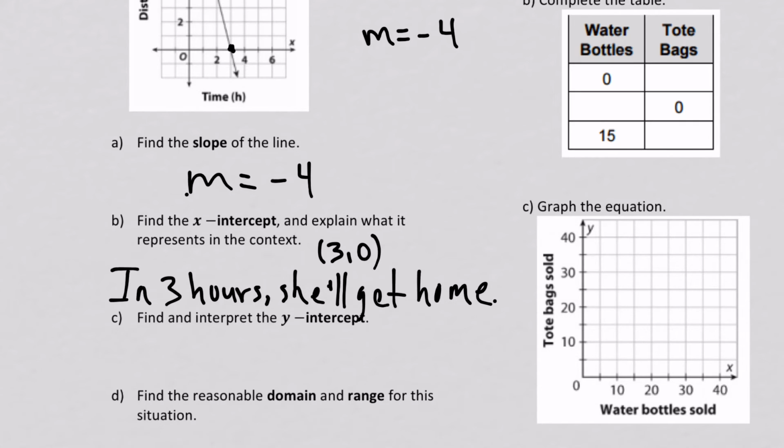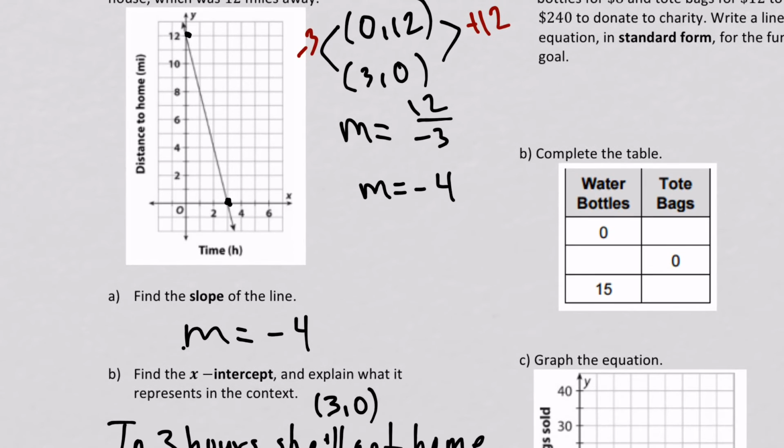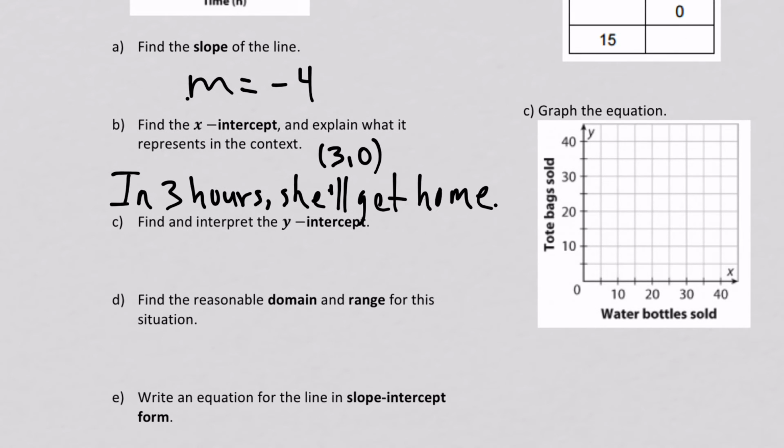Moving down. Find and interpret the y-intercept. So do the same thing now for the y-intercept. Good thing is that we already found it. If we didn't use those points though, it's really easy to see the y-intercept. Look at where it crosses the y-axis. So it's (0, 12). And once again, interpret it.